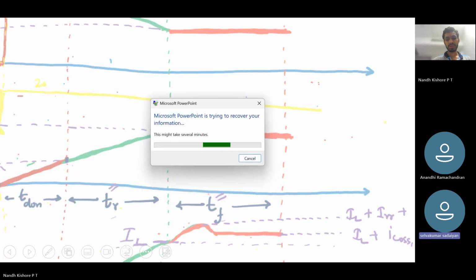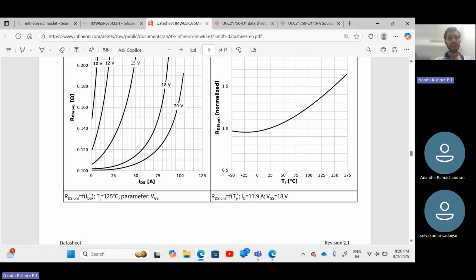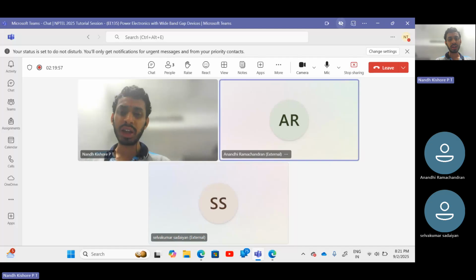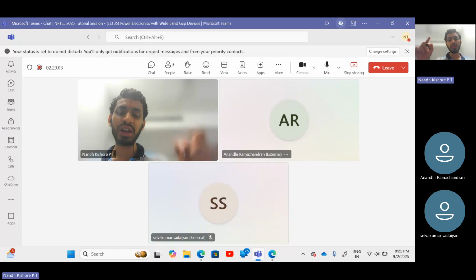But I have another class. Oh, okay, fine. I think we are done with the question. I just wanted you to calculate dV by dt and di by dt. We calculated the rise time for current, so from that you can calculate di by dt. di by dt is basically just the full load current IL divided by the current rise time. That is the di by dt. dV by dt is done. So this question is done.